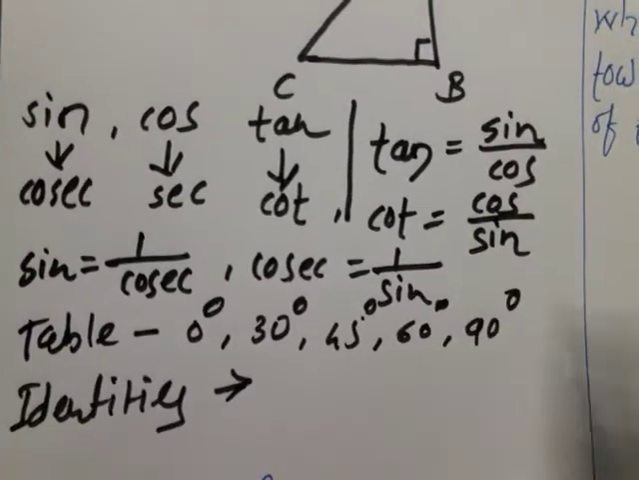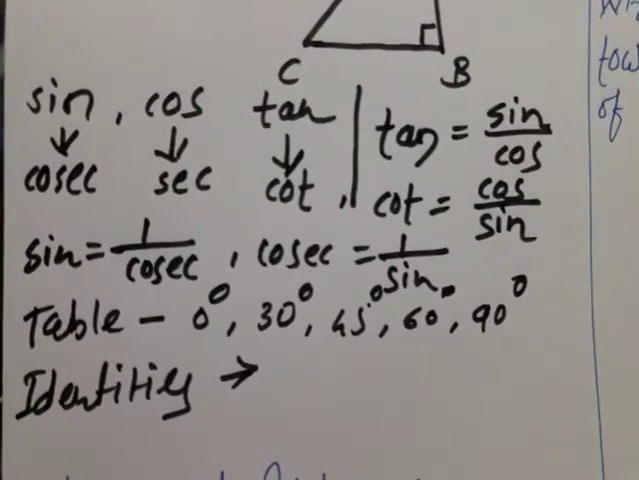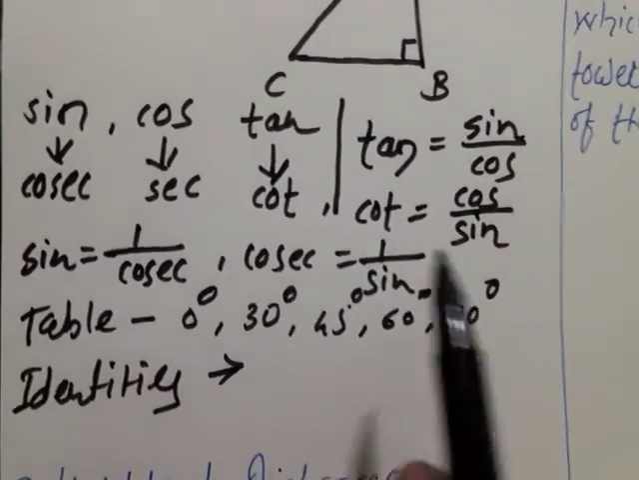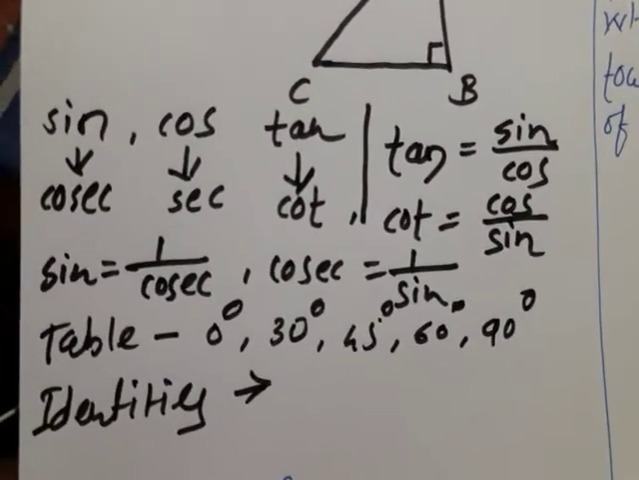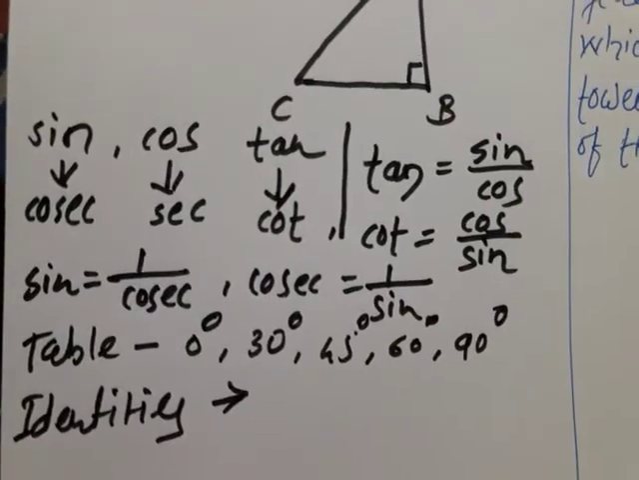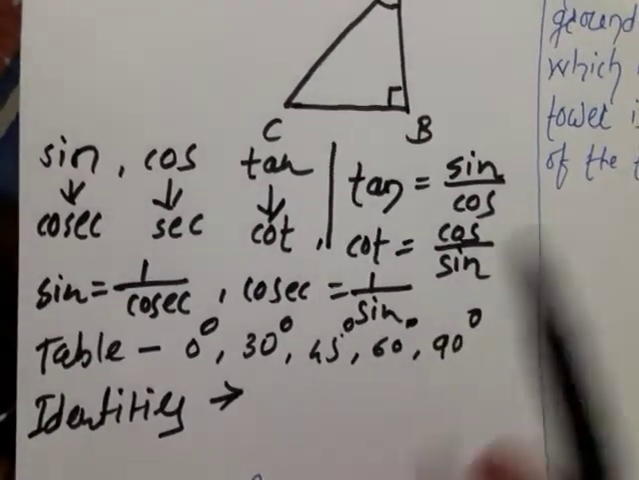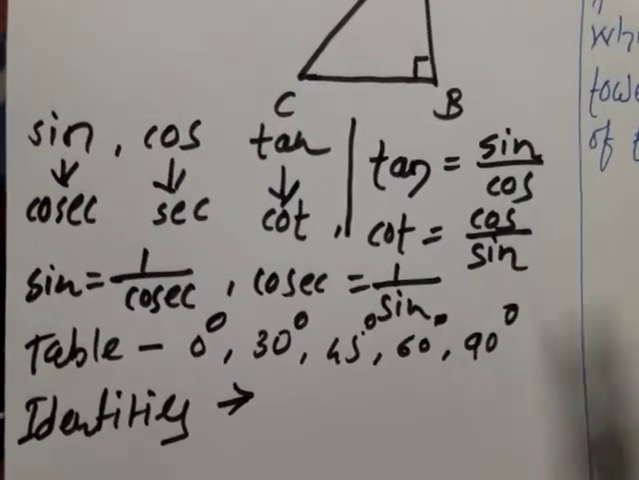Identities we are not going to use in this lesson, but identities are also very important for reminding purpose, and those identities will help you in some rare cases of examples, those related to some applications of trigonometry. Which are the identities? You know that very well.